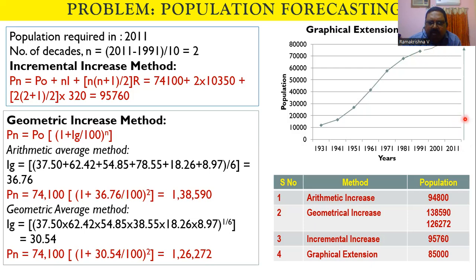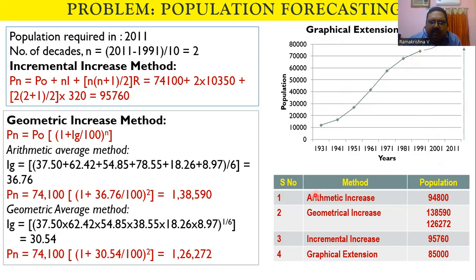We want the population in 2011. So the population is slightly above 80,000. Approximately, as per this scale, it comes out to around 85,000. So this is how we simply draw a plot and extend it for the period where you desire the population.